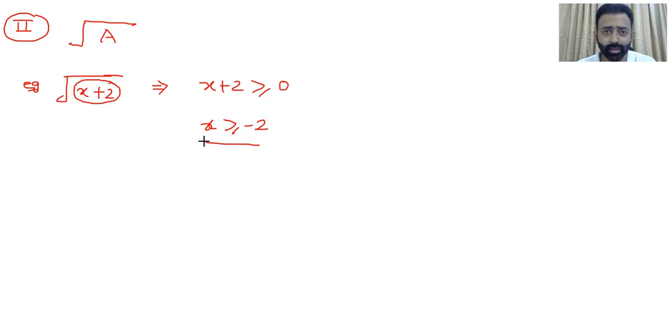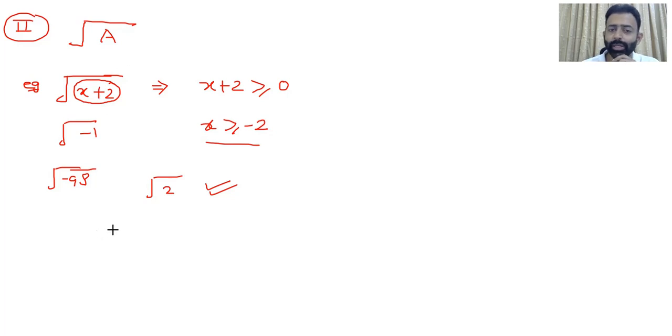What if I put x equal to minus 3, which is less than minus 2? If you put x equal to minus 3 here, it will become minus 1, which is not allowed. If you put, let us say, minus 100, it will be minus 100 plus 2, minus 98. Again negative inside the square root, not allowed. And what if I put x equal to 0? Yes, because 0 is greater than minus 2, the square root of 0 plus 2 is root 2, which is allowed. So for this particular function, we say that the domain is x greater than or equal to minus 2.